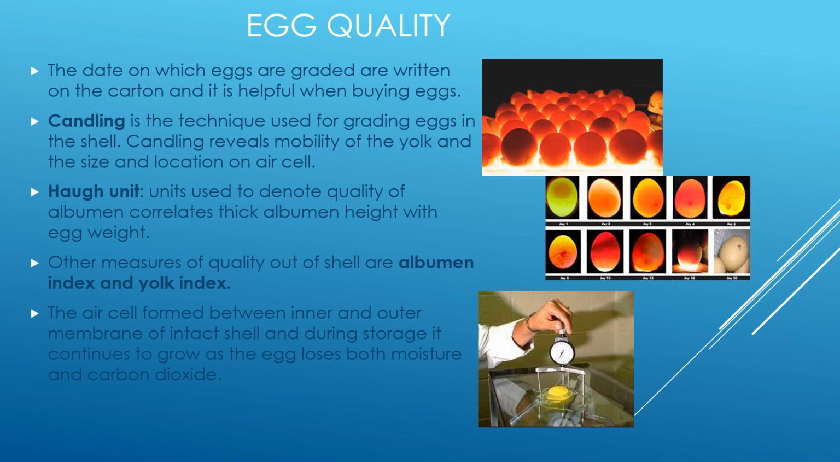The air cell, which is formed between the inner and outer membrane of the intact shell, continues to grow during storage as the egg loses both moisture and carbon dioxide. As I have told you, because of the loss of moisture and carbon dioxide, the air cell becomes larger, and when the egg is immersed in water, it does not sink down; it keeps on floating on the surface.